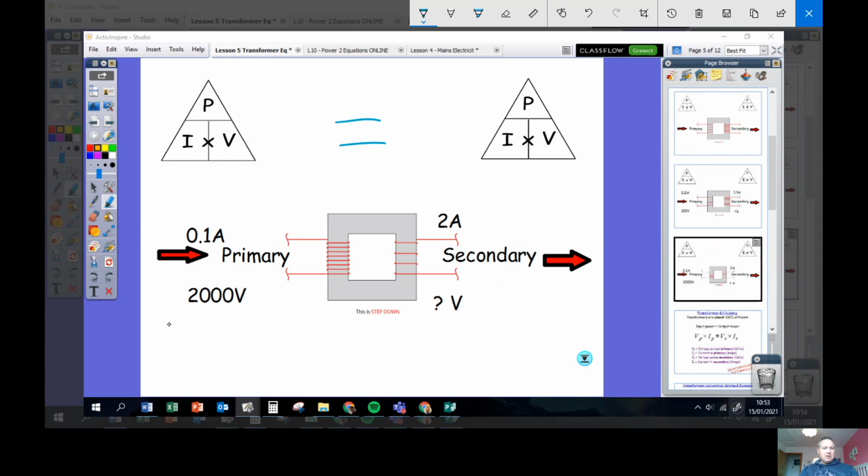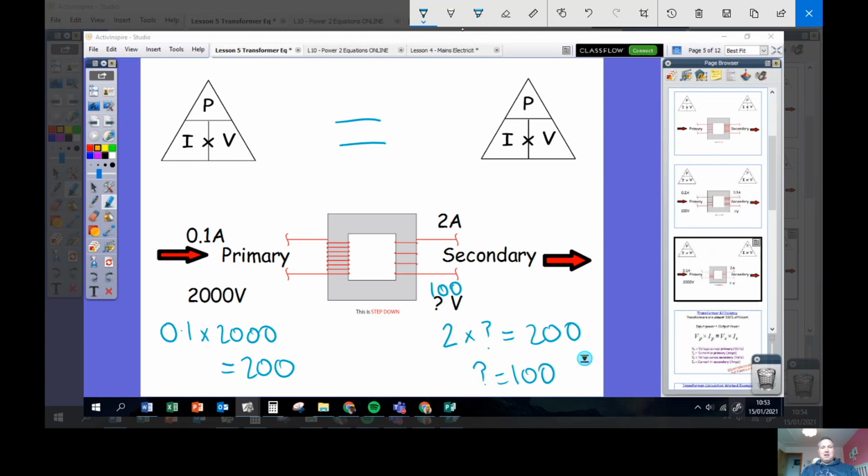Here on this side, the current is 0.1, the voltage is 2000, so that gives me 200 on this side. On this side, my current is 2, and my voltage is a bit of a mystery, but I know that equals 200 because the power has to be the same. So 2 times a mystery number equals 200. Divide both sides by 2, my mystery number is 100. So that's 100 volts.